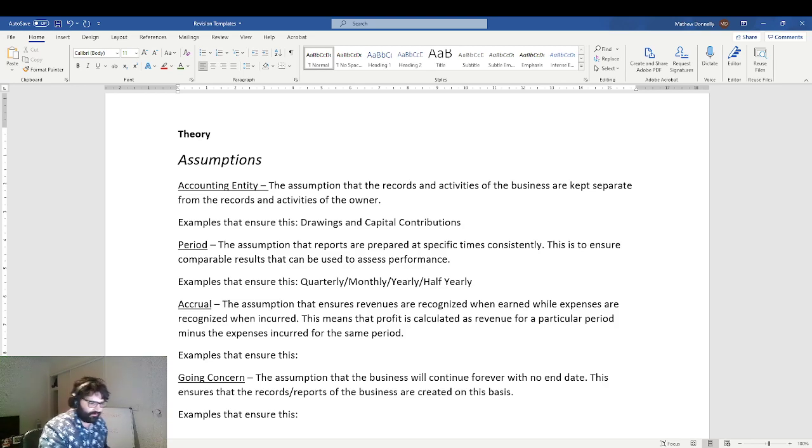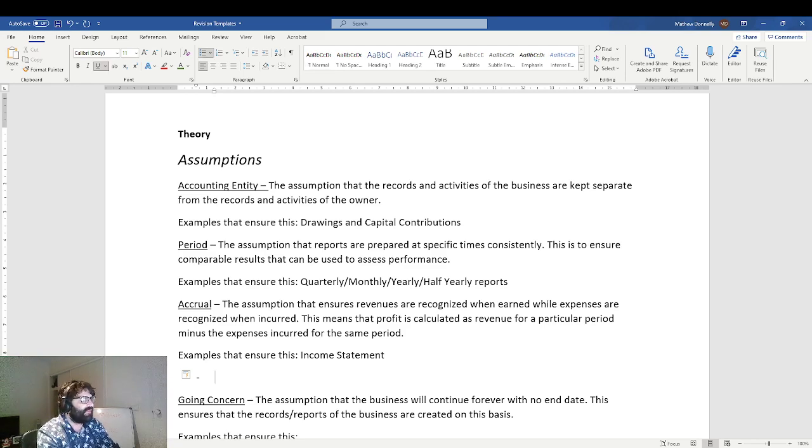We've got the accrual assumption. This is the assumption that ensures revenues are recognized when earned, while expenses are recognized when incurred. This means that profit is calculated as revenue for a particular period minus the expenses incurred for that period. So the first main example that ensures this is the income statement, and that's what the income statement is a measure of.